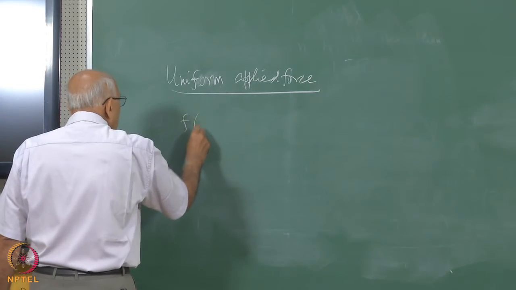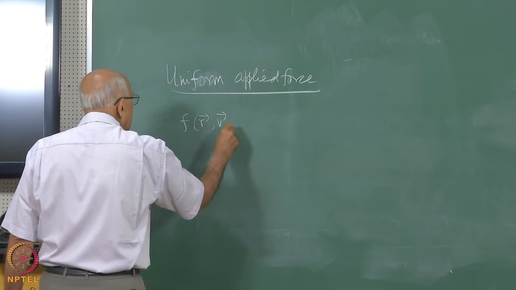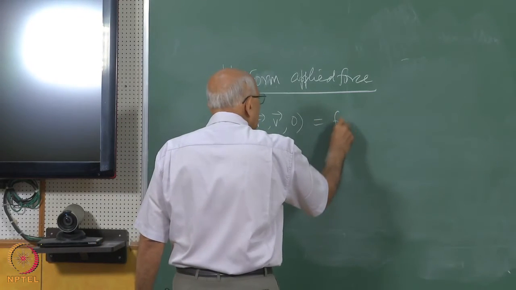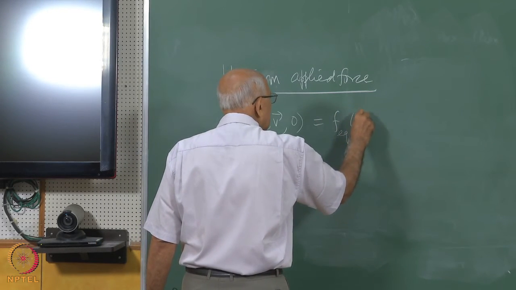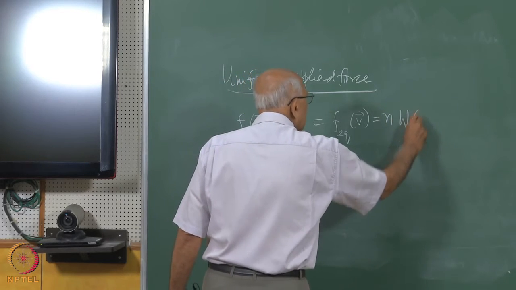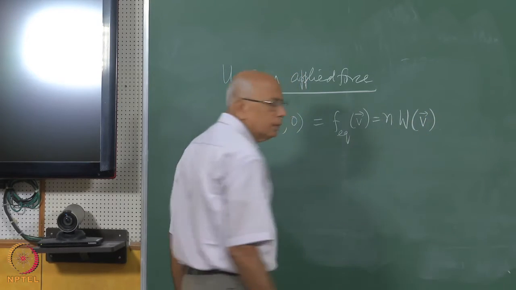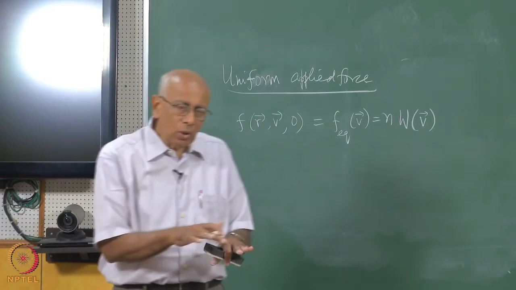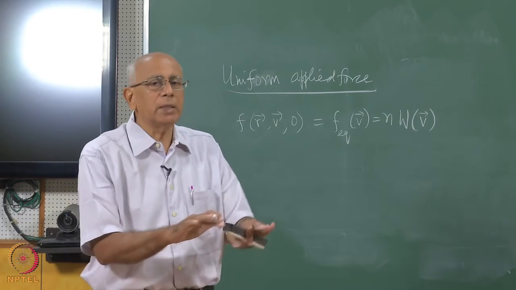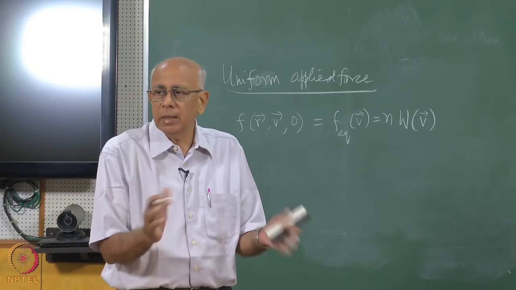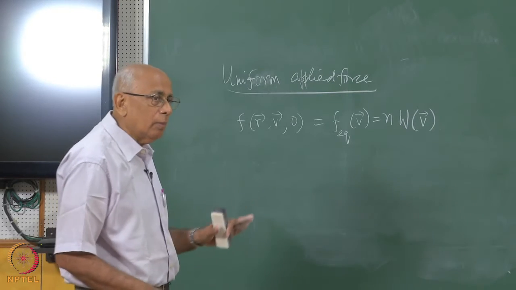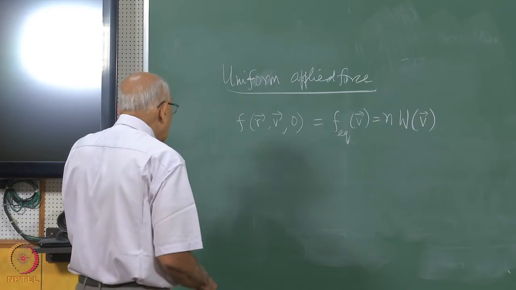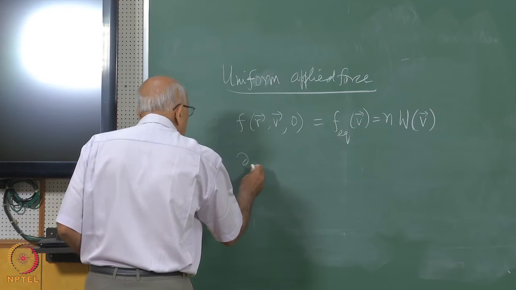So I have f(r, v, 0), the initial thing, which is the equilibrium distribution of v, equal to n times w of v. And it's a uniform force, so a uniform force is not going to destroy an initially spatially uniform distribution; it's going to remain spatially uniform. So I don't have to worry about the gradient term with respect to R acting on this thing at all. Then what happens to the equation that we have?